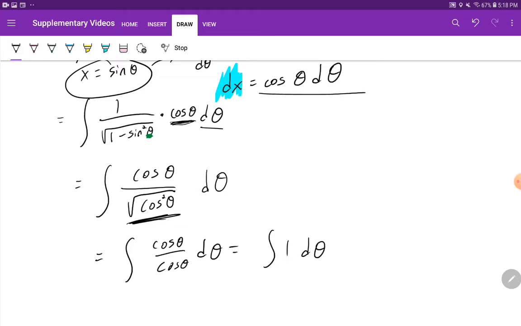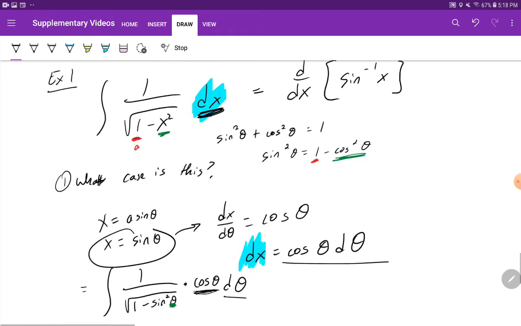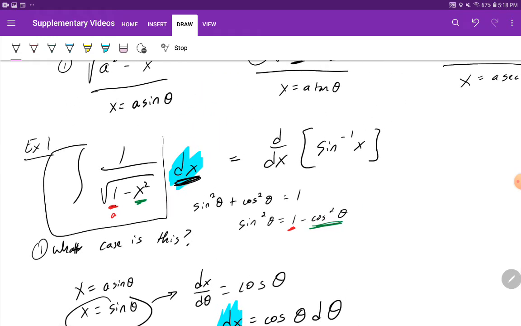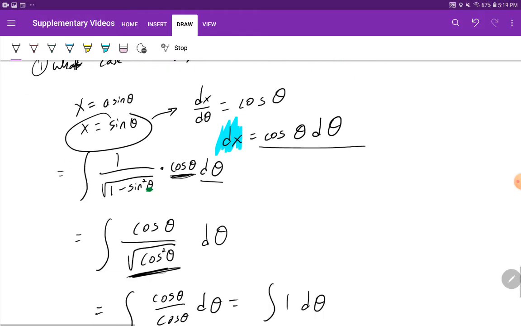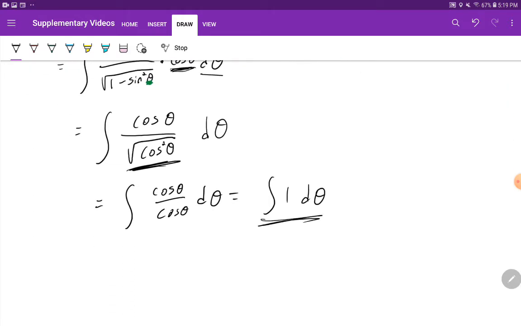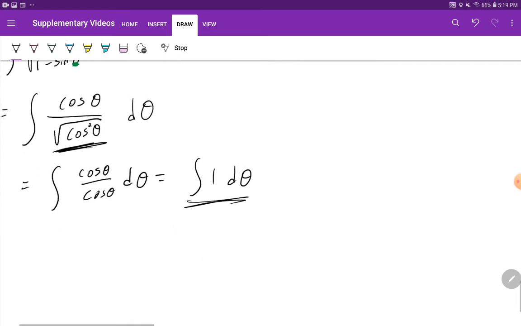Now, look at this. 1 d theta compared to this original problem. Which one looks more complicated? You look at this original problem, you're like, I don't know how to integrate that. But then you look at this one, you're like, oh, I know how to integrate that. There's that theme again: rewriting the integral into something that we can integrate.